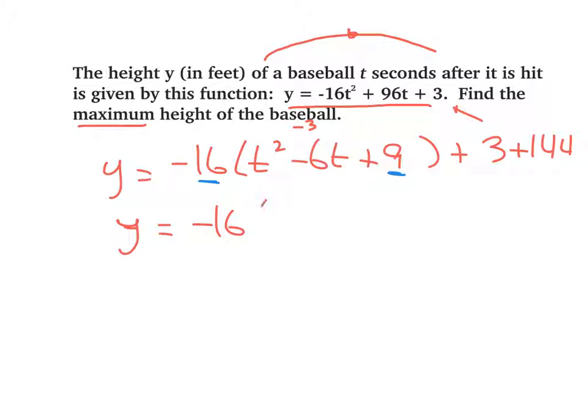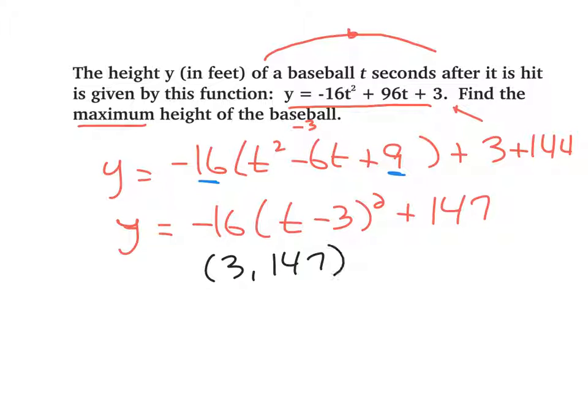So to finish up, watch this. The number that goes inside with my t is always whatever the half was. (t minus 3) squared. If I add 3 and 144, I get 147. So my vertex is (3, 147). Now that's not the answer. It wants to know the height. It wants to know the y part of the vertex, because it's the height in feet. Well, the y part's 147. So how high did that hit go? It went 147 feet in the air.